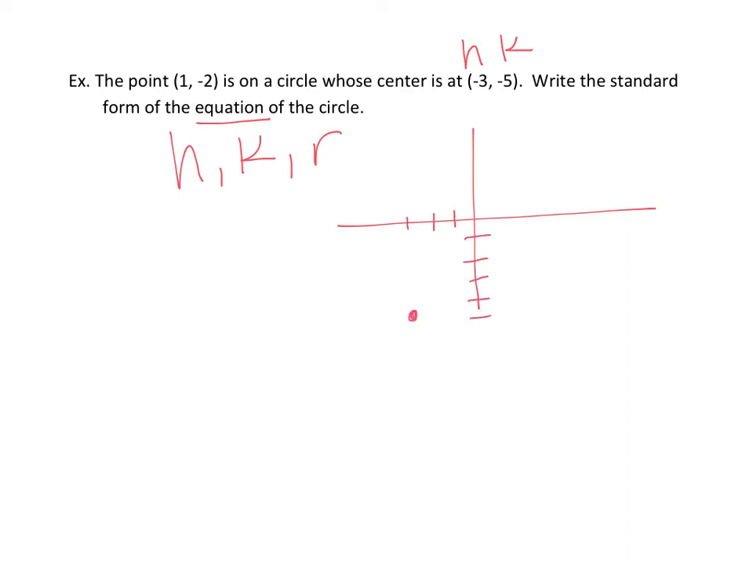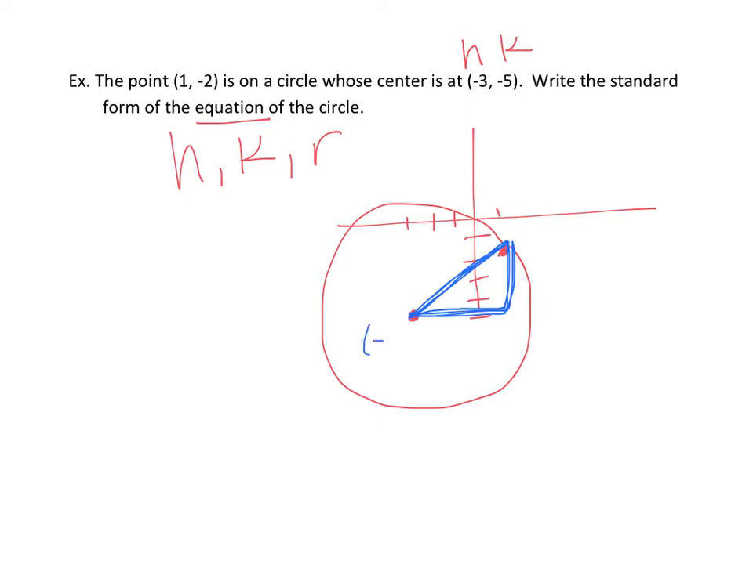So (-3, -5), here's my center. It goes through the point (1, -2). So if that's the center, it goes through this point. It's something like this. What I need to know is what is this distance right here. So we're going to use our distance formula, or you can think of it as the Pythagorean theorem. If I'm going from, let's see, this is (-3, -5). This is (1, -2).